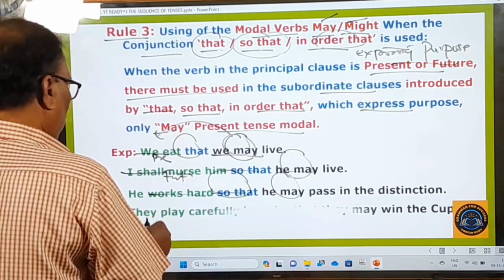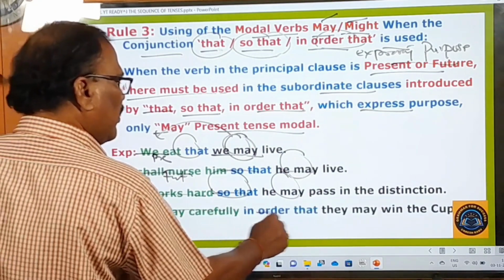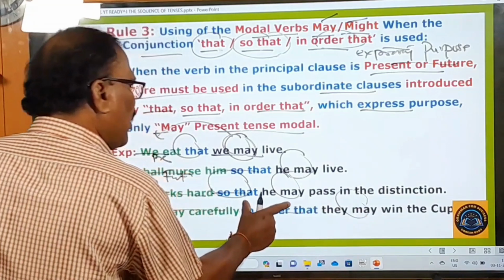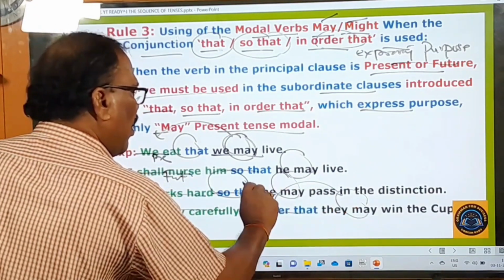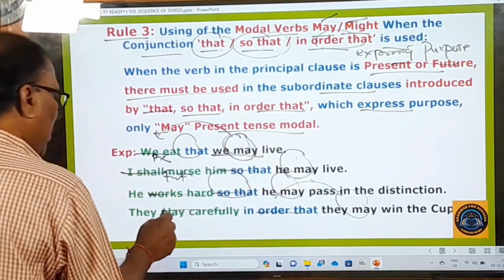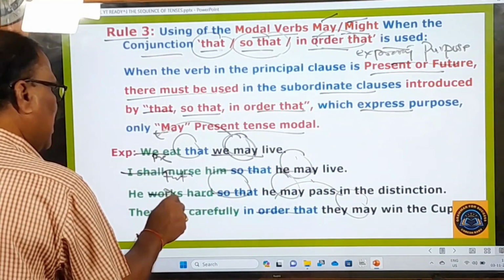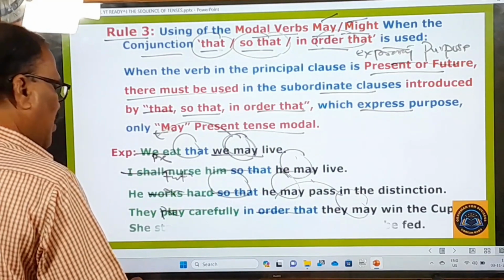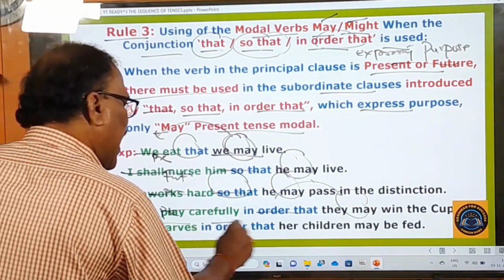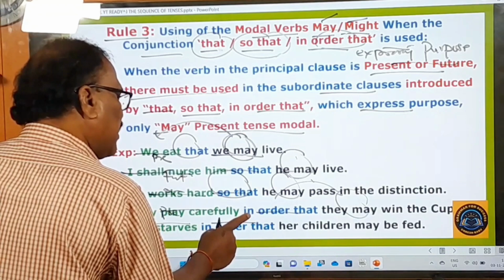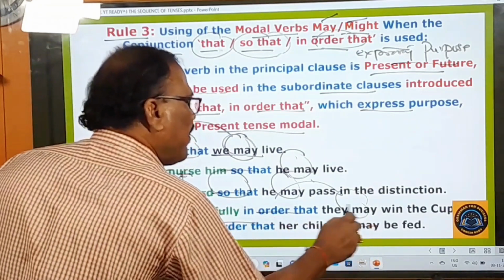They play carefully in order that they may win. So in order that also indicates purpose. So after this we must use only may. Here it is in the present tense. And the last example here is, he starves, this is in the present tense, in order that, a purpose-indicating conjunction, her children may be fed.